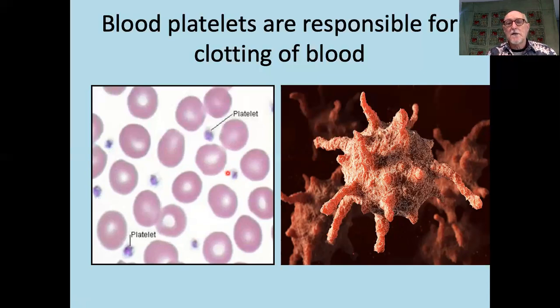There are cases where the blood platelets do not function properly, very often because the proteins they release are defective. And in those cases, people suffer from clotting disorders. Their blood does not clot appropriately.